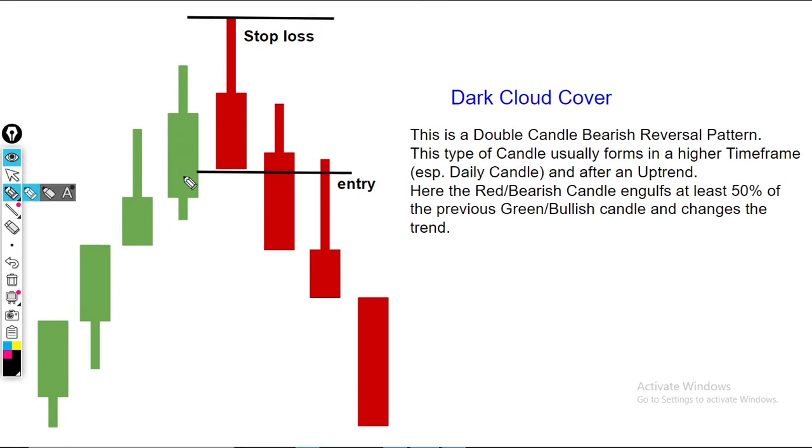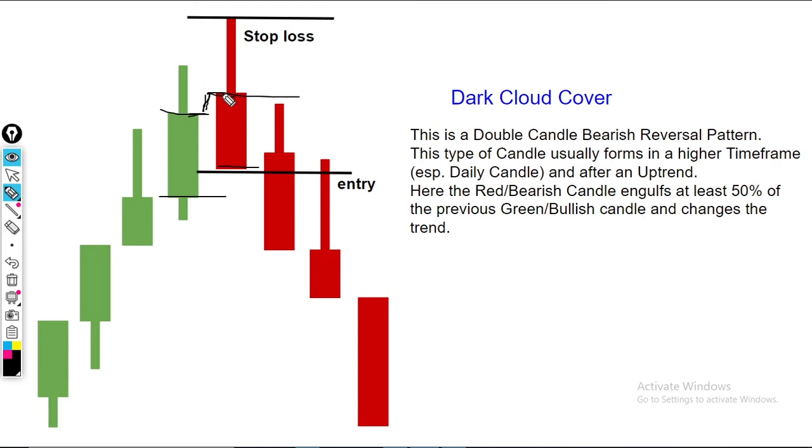In the previous video we discussed that a green candle opens at the bottom and closes at the top, and a red candle opens at the top and closes at the bottom. So this green candle has closed here and this red candle has opened here. So we can see a gap up opening. The opposite of this is called a gap down opening.